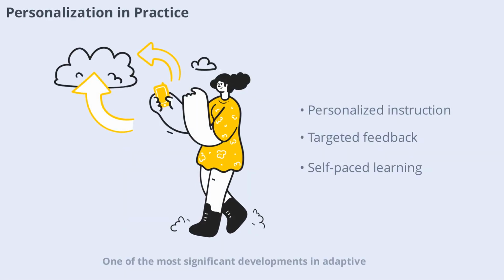One of the most significant developments in adaptive learning is the ability to personalize instruction at scale. Modern adaptive platforms use sophisticated algorithms to analyze vast amounts of data, including test results, engagement levels, and even behavioral patterns. This enables the system to recommend specific resources, adjust lesson difficulty, and provide targeted feedback. As a result, students can progress at their own pace, focusing on areas where they need the most support, while teachers can monitor progress and intervene when necessary.